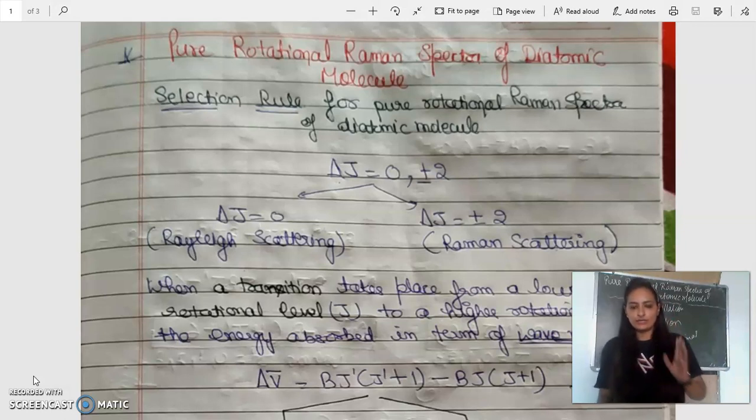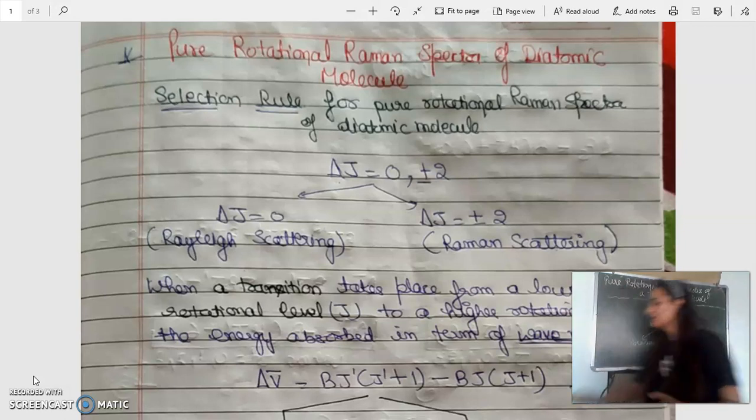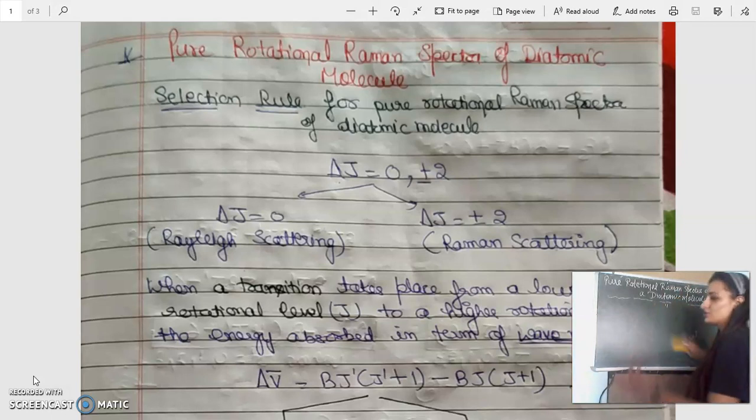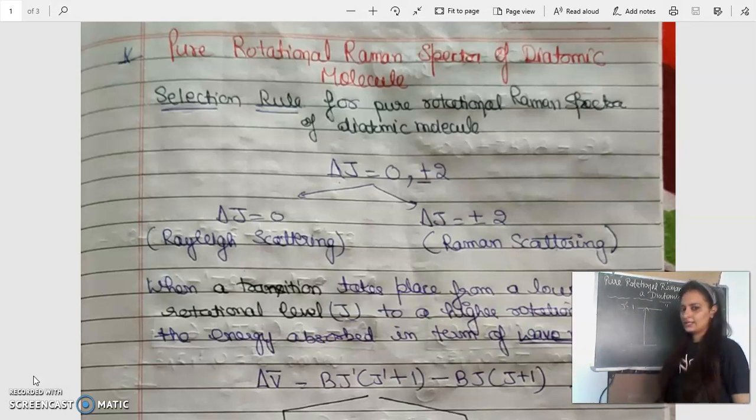Delta J equal to 0 is simple mathematics: 1 minus 1 is 0, 2 minus 2 is 0, 3 minus 3 is 0. So whenever there is a transition, suppose J equal to 1 is the ground level and J dash equal to 1 is the first excited state, and the molecule undergoes a transition from the first to the first excited state.